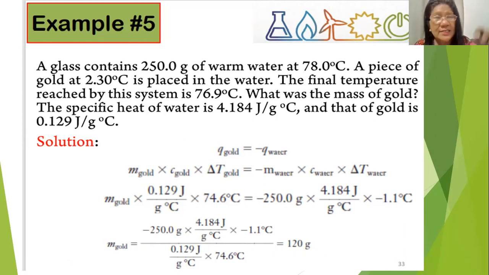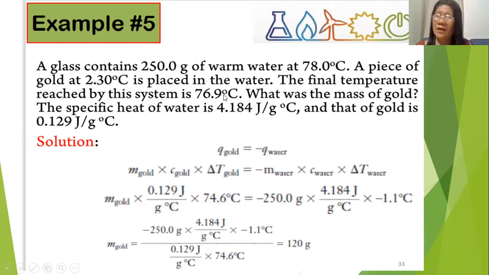The 78. So then, if you have now a rod, a clip, the piece of gold is being dipped, or being placed, in your beaker with warm water. Do you get it? So your gold has a temperature of 2.3. The final temperature reached by this system is 76.9.